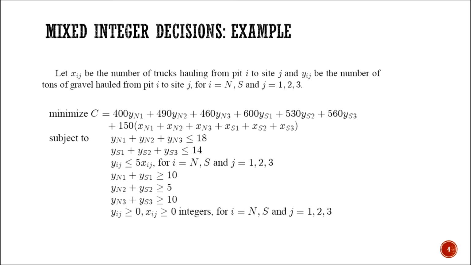So we always use lists to model indices. So one list for i, and there are 2 items in that list, north and south. One list for j or sites, and there are 3 elements in that list, 1, 2, and 3. So the objective function is obviously minimizing the cost.